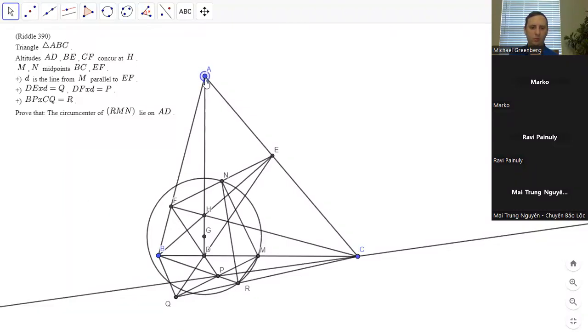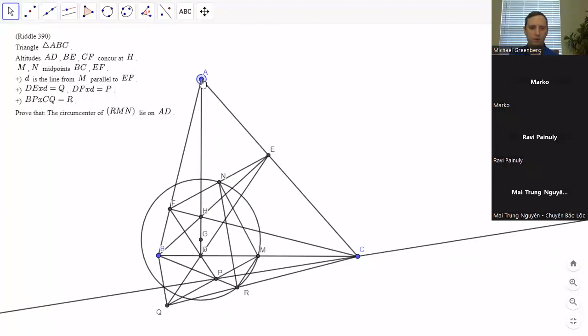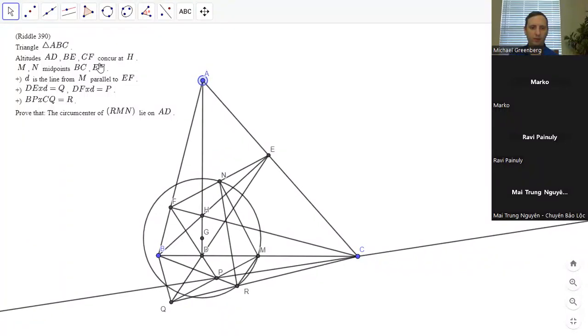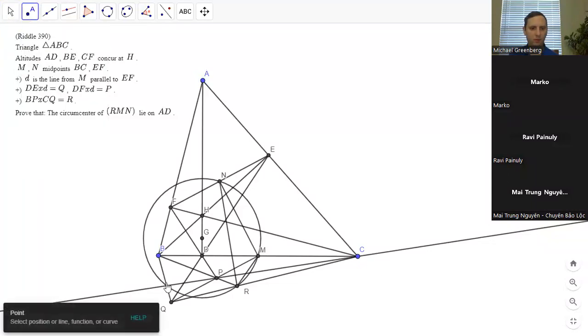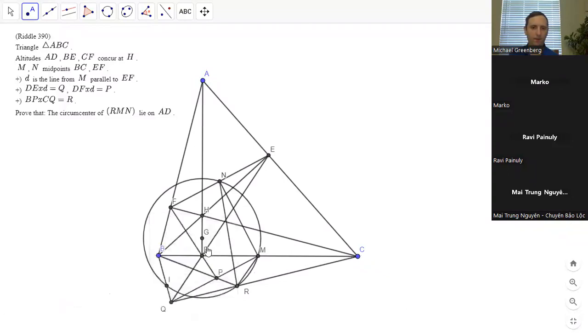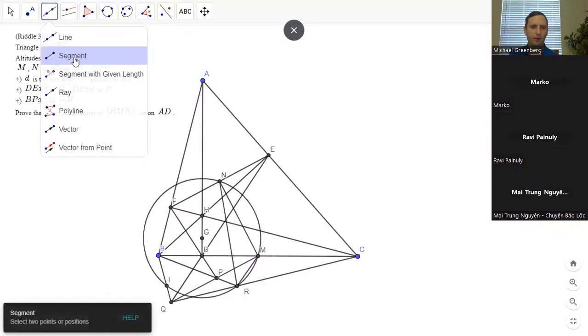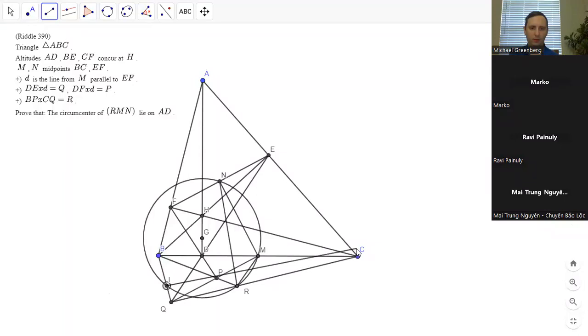Yeah, something is going on here where there's some kind of symmetry. I haven't proved it, but it looks like that's the case. If that's true, maybe we could use even Ricard's theorem, like let MR intersect BQ at a point.